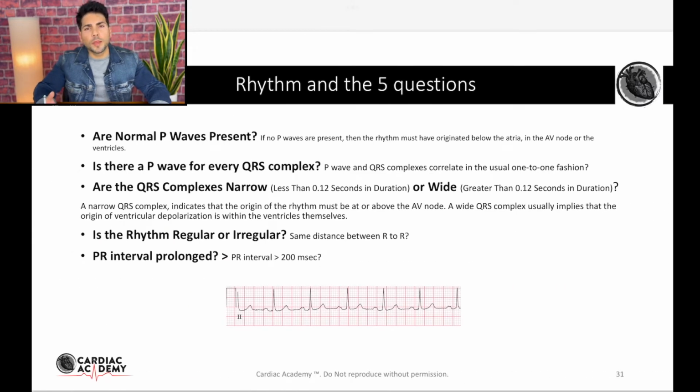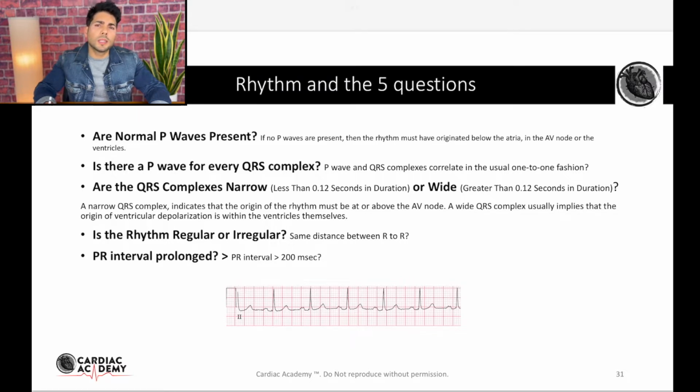So when assessing rhythm, there are 5 main questions you want to answer yourself. The first question is, are there any P waves present? And that's important because the presence of P waves tells us that the depolarization is coming from the level of the atria. If there are no P waves, then they are coming either from the AV node or from the ventricles.